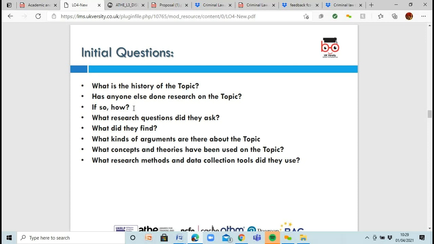So if they have done it, how did they do it? Did they do it using the internet? Did they do it traditionally where they visited libraries and researched books? Or did they do questionnaires or interviews? What research questions did they ask? So if you read through that research project, you'll find the answers will be there. What were their conclusions? So what did they find out? What kind of arguments are there about the topic? So are there pros, are there cons? What's the concept? So what sort of concepts and theories have been used on the topic, and what research methods and data collection tools did they use?